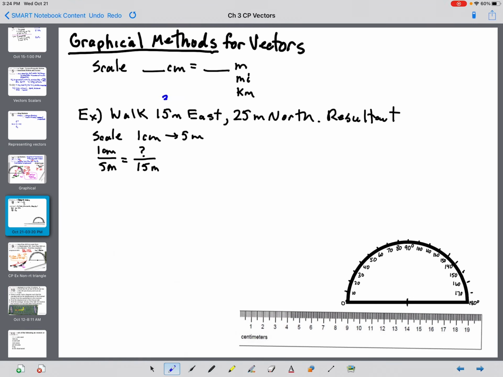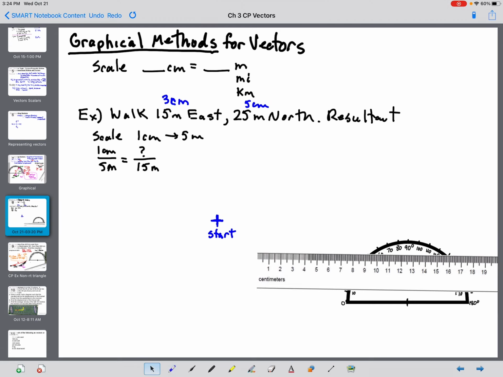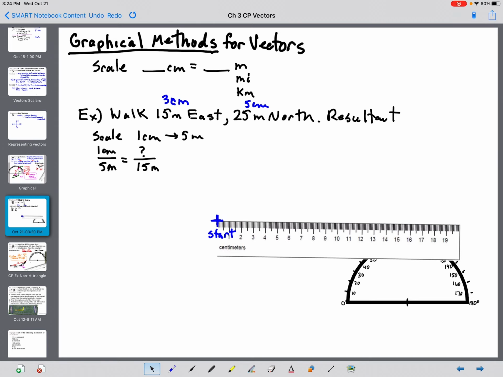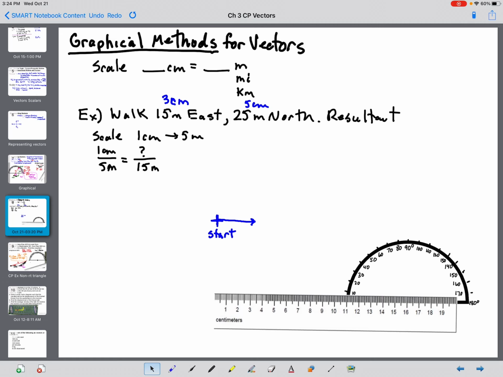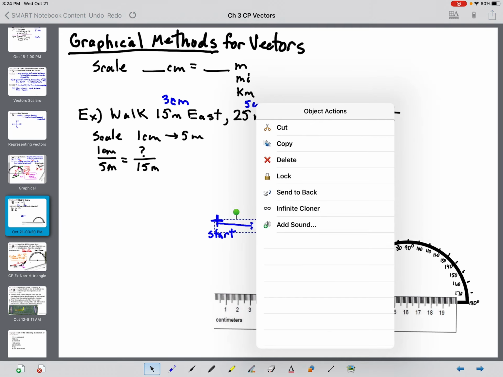And I'm just going to write those values above. Similarly, the 25-meter line would be 5 centimeters long. And you solve for those from proportions. So then we would draw a scale vector diagram. I'm going to put my starting point. And then I'm going to use a ruler. My first value is east. So I need a line 3 centimeters to the east. So there is my line to the east, and that is a scale representation of 15 meters.